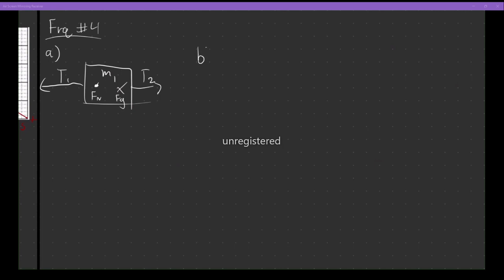Now for part B, which is M2, it's only being pulled with the force T2 now, and the same thing as before, a dot, force coming at you, which is Fn, and then X, force going away from you, which is just Fg.